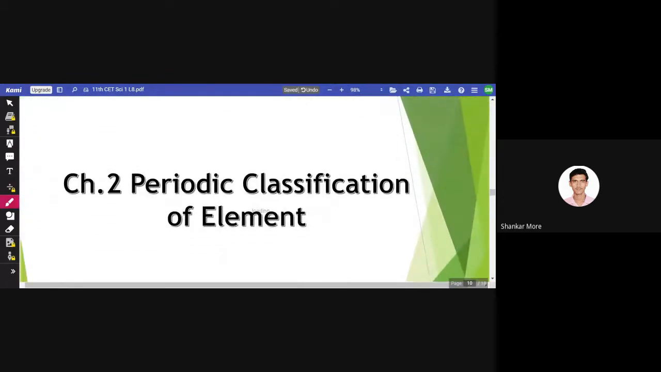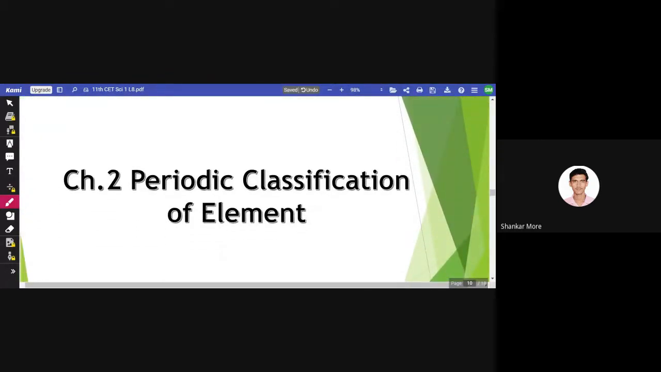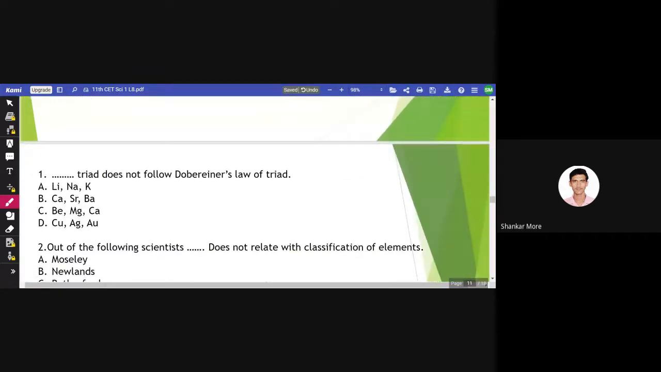So the next chapter that we are going to see is periodic classification of elements. First question, dash dash triad does not follow Dobereiner's law of triad. Which triad? Lithium, sodium, potassium, or calcium, strontium, barium? Barium, I think. Okay. Option C is that?